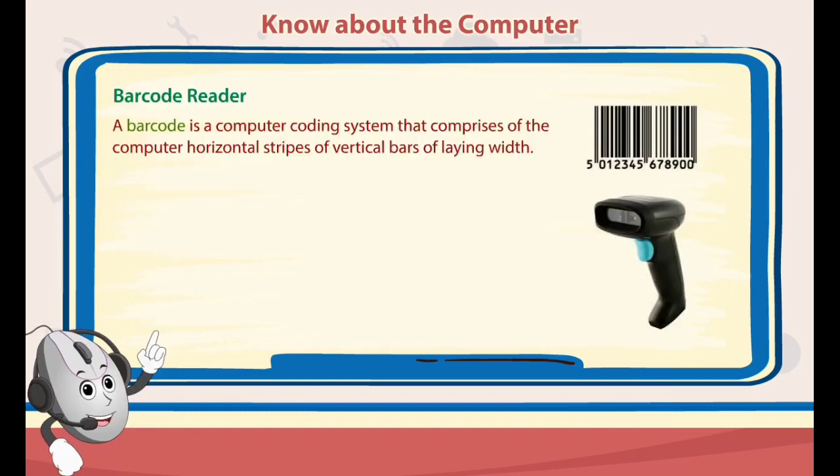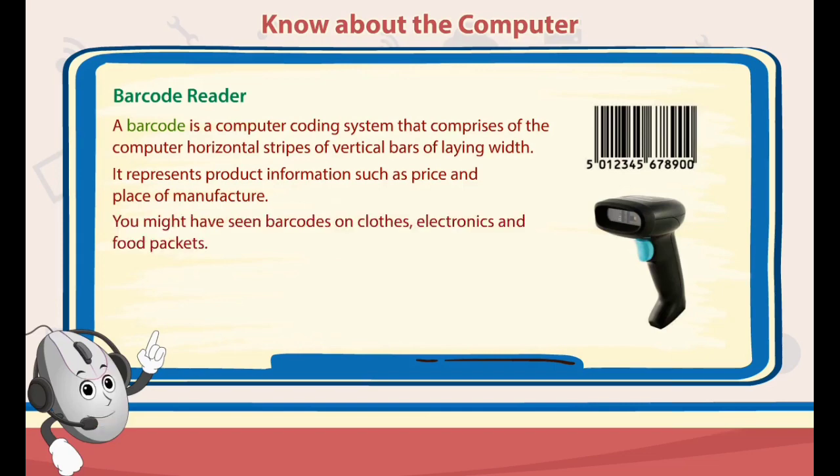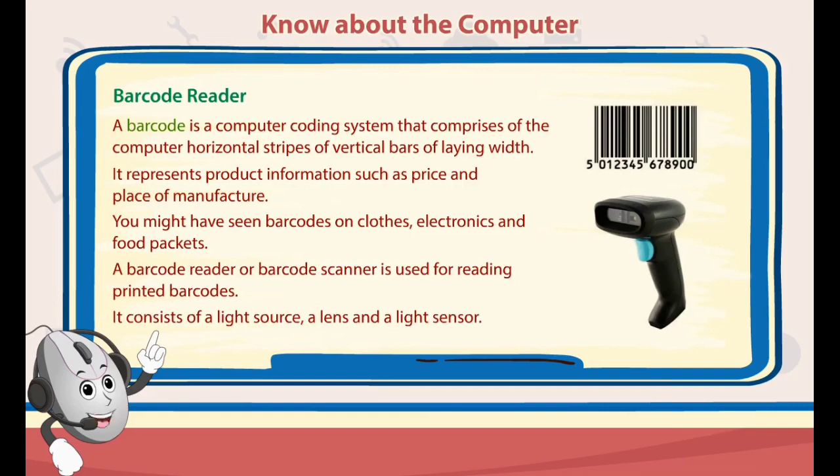Barcode reader. A barcode is a computer coding system that comprises horizontal stripes or vertical bars of varying width. It represents product information such as price and place of manufacture. You might have seen barcodes on clothes, electronics, and food packets. A barcode reader or barcode scanner is used for reading printed barcodes. It consists of a light source, a lens, and a light sensor.